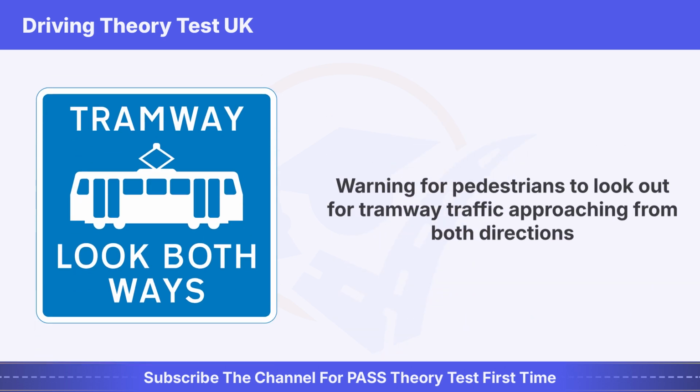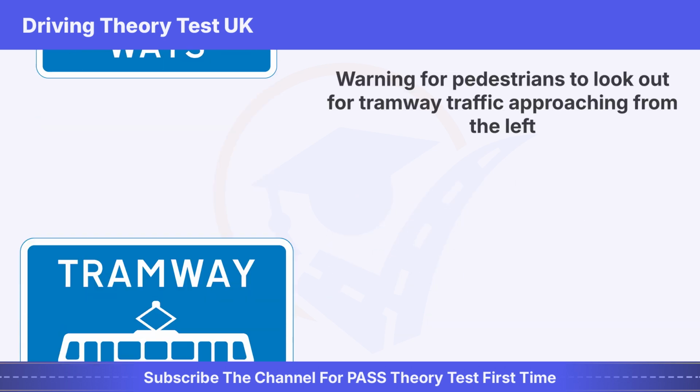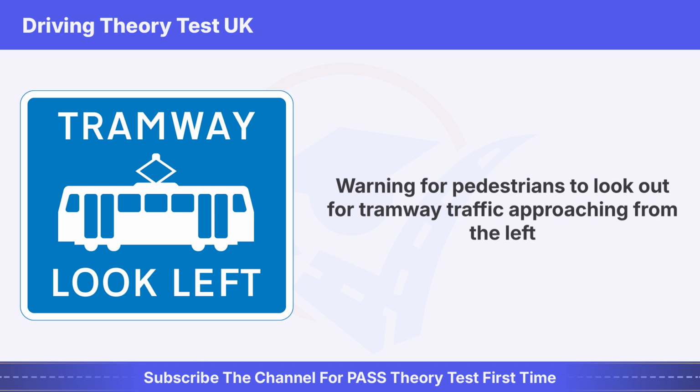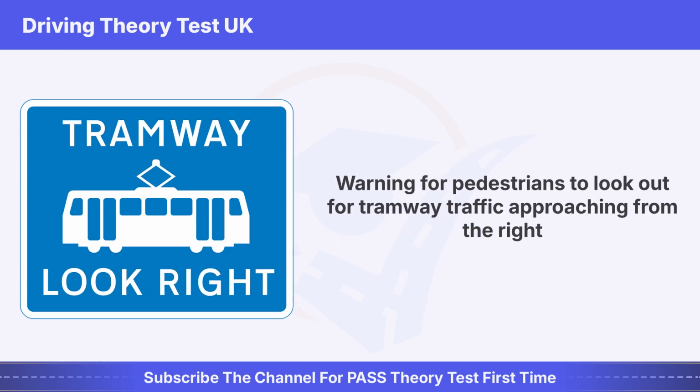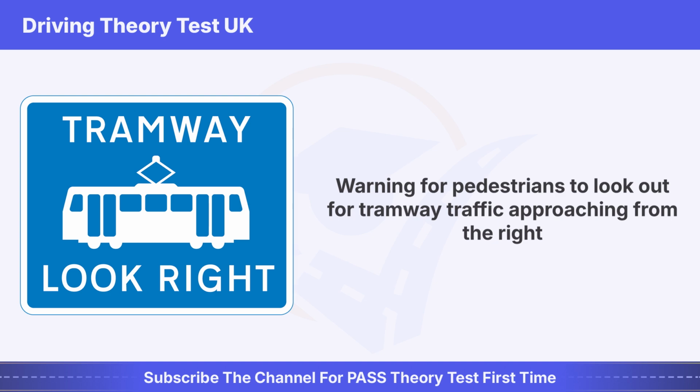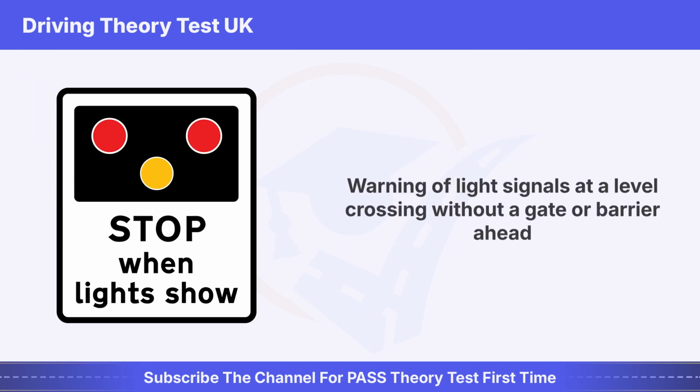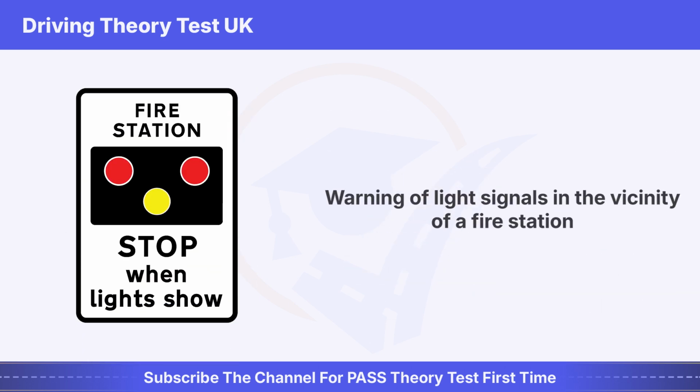Warning for pedestrians to look out for tramway traffic approaching from both directions. Warning for pedestrians to look out for tramway traffic approaching from the left. Warning for pedestrians to look out for tramway traffic approaching from the right. Warning of light signals at a level crossing without a gate or barrier ahead. Warning of light signals in the vicinity of a fire station.